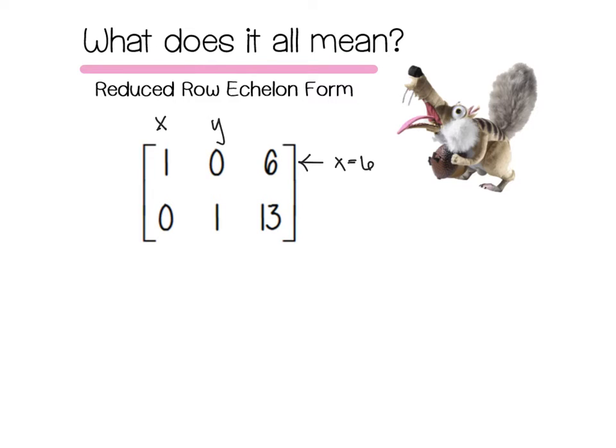On the second row, you have 0 x's, 1 y, so it's telling you that your y is 13. And so this is getting you your ordered pair, (6, 13). So this is where your answer comes from.